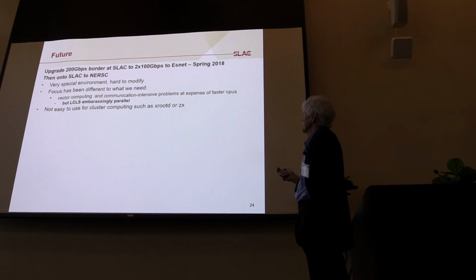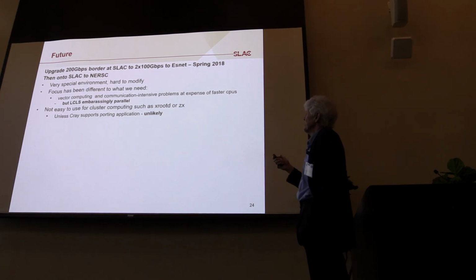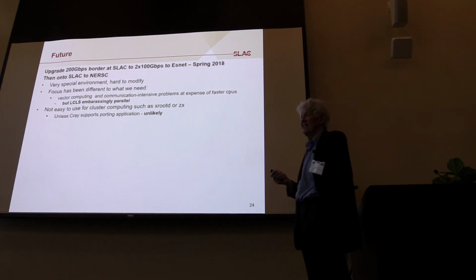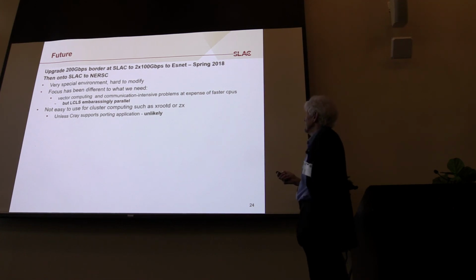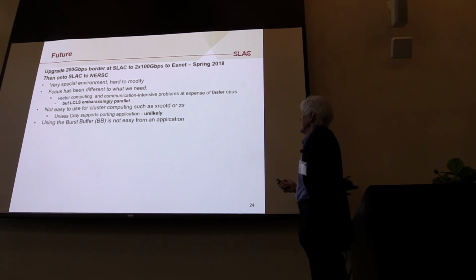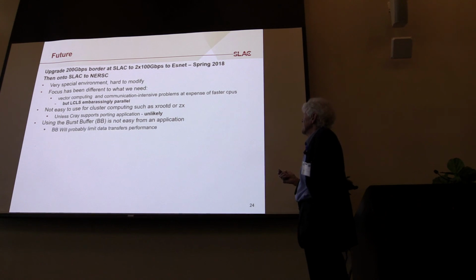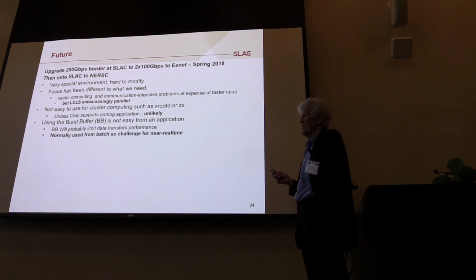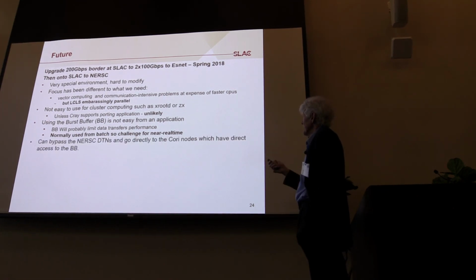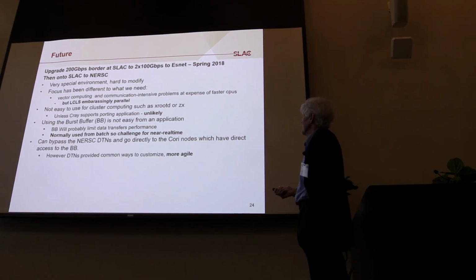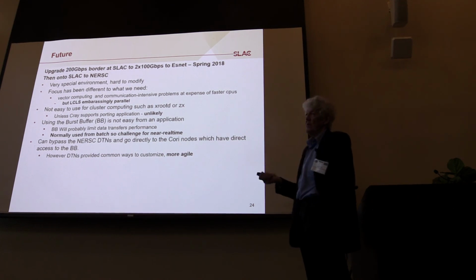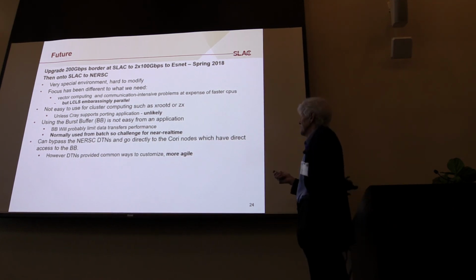It's not easy to use for cluster computing, such as some of the tools we're using, unless Cray supports the application, which is pretty unlikely. We're only one small fish in a big pool. Also, using the NERSC burst buffer is not easy from an application, but it's much easier than modifying the supercomputer itself. We could bypass the NERSC DTNs and go directly to the Cori nodes, but that requires all kinds of problems, especially where we're trying to get very fast feedback to the experimenter.